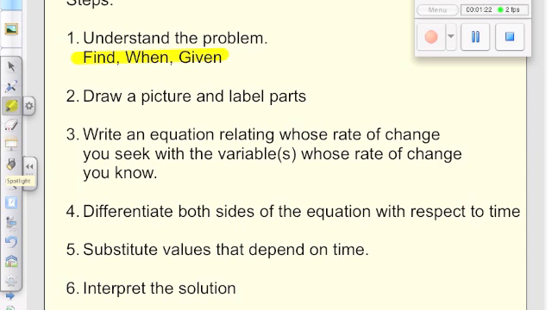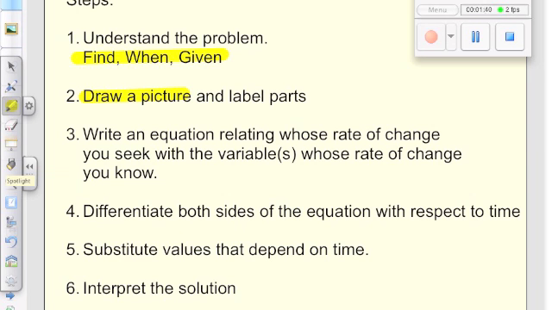Next part is to draw a picture. So making sure we can draw the picture helps us know that we understand what the question is saying, but also label the parts. So just like in chemistry where you had to have your units, your answers will also have to have its units here.